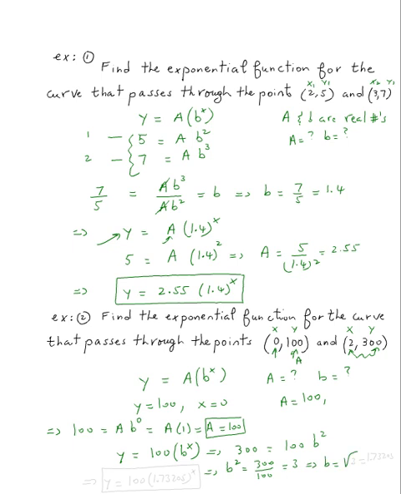Therefore, b is equal to the square root of 3, which is 1.73. Let's use more decimals, 1.73205. And the final answer will be y equals 100 times 1.73205, everything to the x. And we're done with this example.